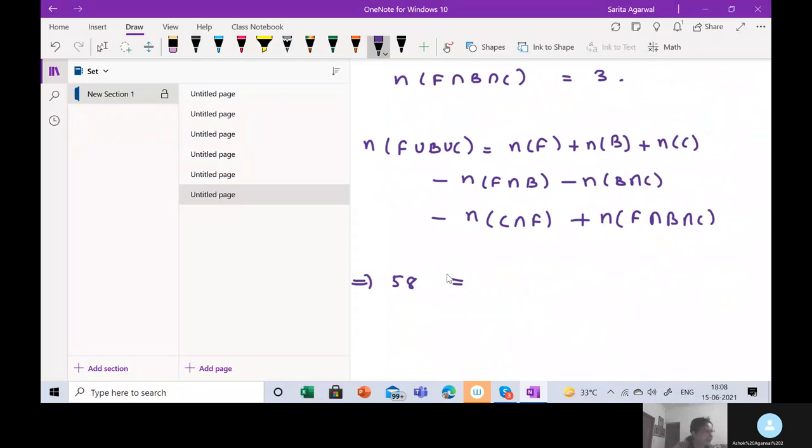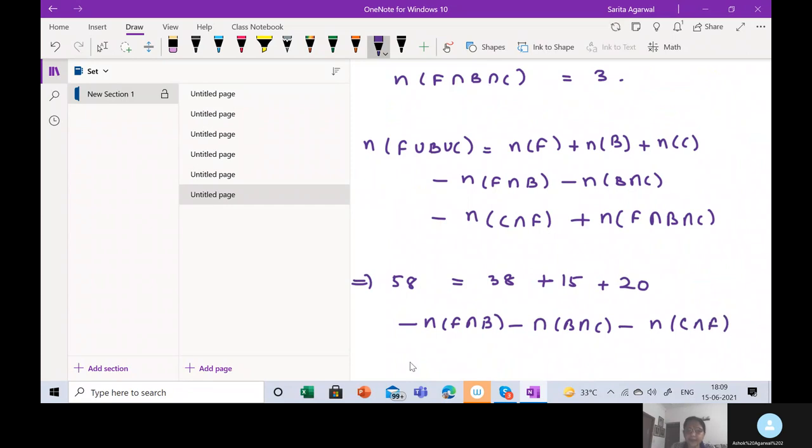Let me see. Yes, it is 58. Football is 38, basket is 15, cricket is 20. This we have no idea, we have no idea about basket and cricket awards, and awards received in both cricket and football. But we have the players which received an award in football, basket and cricket, which are three.